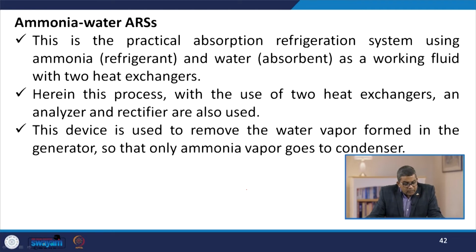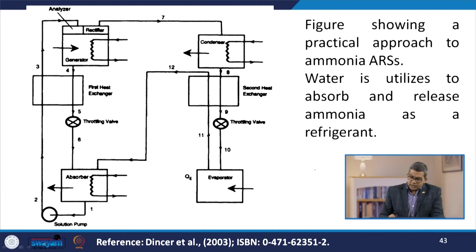Now, let us talk about the ammonia-water ARS. This is the practical absorption refrigeration system using ammonia as a refrigerant and water as an absorbent, as a working fluid, with two heat exchangers. In this process, along with the two heat exchangers, an analyzer and rectifier are also used, and this device is used to remove the water vapor formed in the generator so that only ammonia vapor goes to the condenser. This figure shows a practical approach to ammonia ARS.